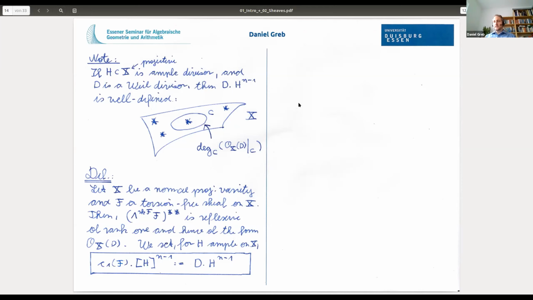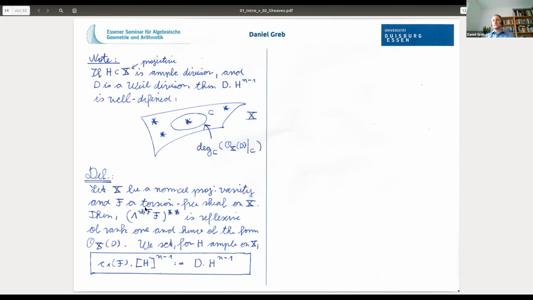So you can define the intersection of C1 of F with h to the n minus 1 for, say, every torsion-free sheaf. So I have this normal projective variety X, and I have a torsion-free sheaf F on it. Then I can do the following. I can take the maximal wedge power. Because this sheaf is torsion-free, it has some generic rank. This means that outside of some closed subset of X, it's a vector bundle of some rank. Then I take the top wedge power, that's another sheaf, and then I take the double dual. Why do I take the double dual? The double dual of a sheaf is always reflexive, at least in our situation here.